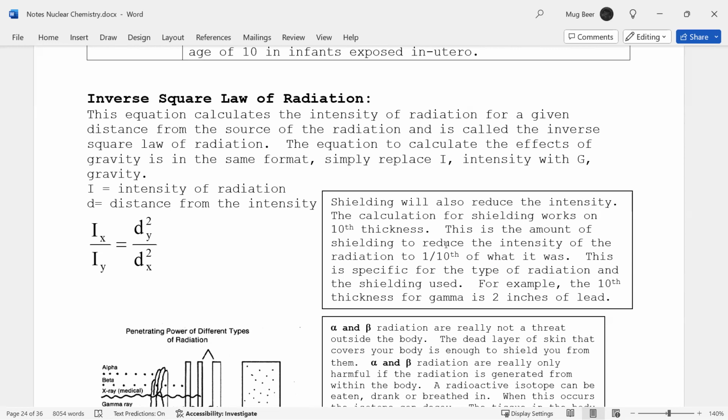So if I'm receiving a certain amount of radiation, and then I am now further away, twice as far away from the source, my intensity of my radiation is not half, it's a quarter of what it was before. So if you encounter a radiation source, what's the best thing to do? Go away. Run away, right?